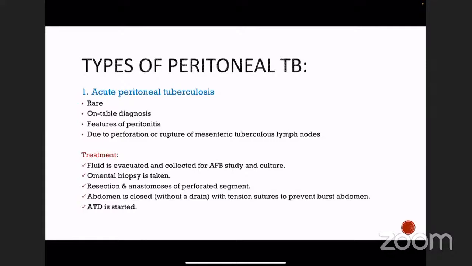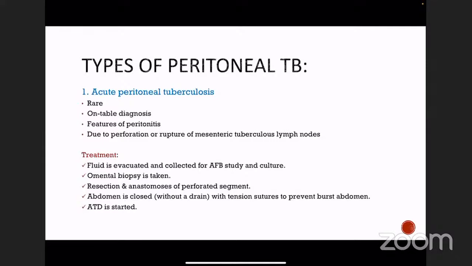Features of peritonitis will be there. It is most commonly due to perforation or rupture of a mesenteric tuberculous lymph node, right? You won't be able to identify that this lymph node is infected, and it gets ruptured and causes secondary peritoneal tuberculosis.